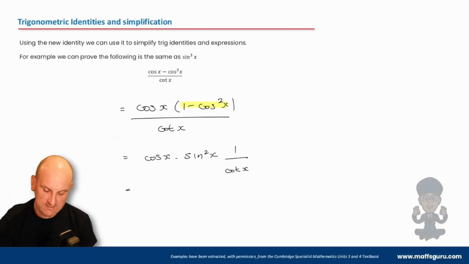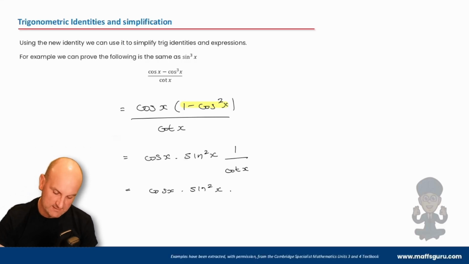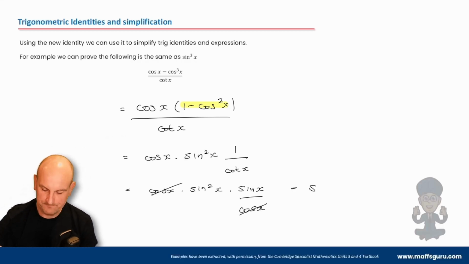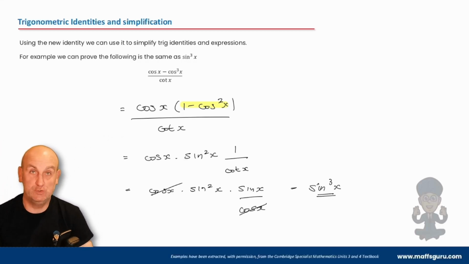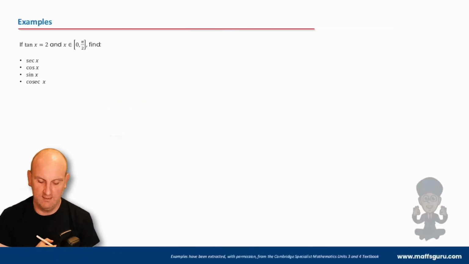Exactly. So that's going to give me the cosine of x times the sine squared of x times the sine of x over the cosine of x. Your cosine of x cancels, and then you get sine squared times sine, which gives me sine cubed of x. This is why I love this. It was a little bit like Sudoku, really. Love a bit.